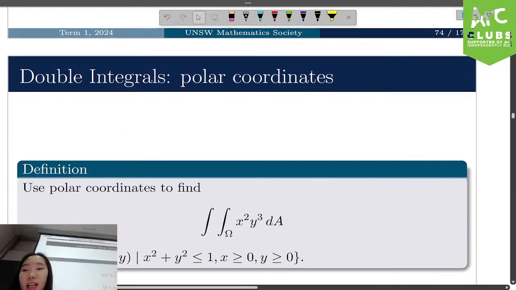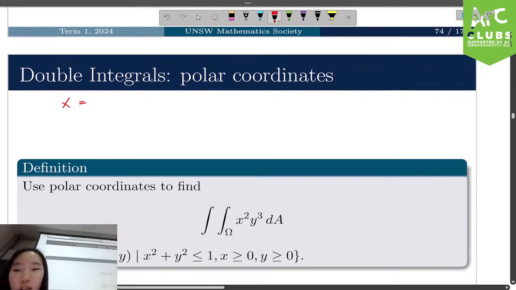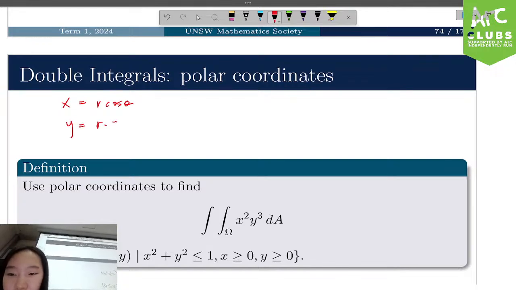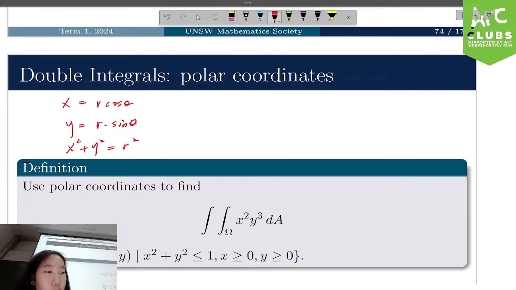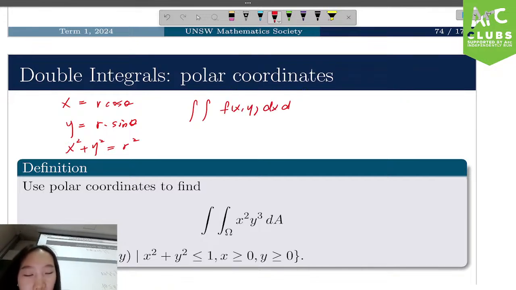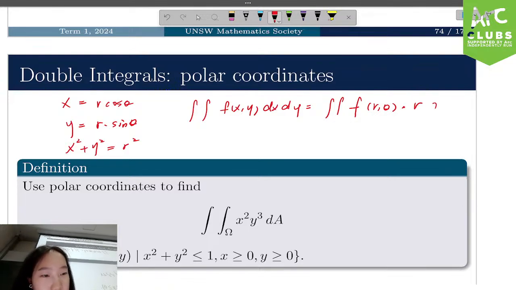So for our polar coordinates, our x is equal to r cosine theta, our y is equal to r sine theta, and we have x squared plus y squared equal to r squared. Okay, and our integral is a bit special. We have to times r for our integrand. We're representing r, theta for f, and times the integrand r dr d theta.